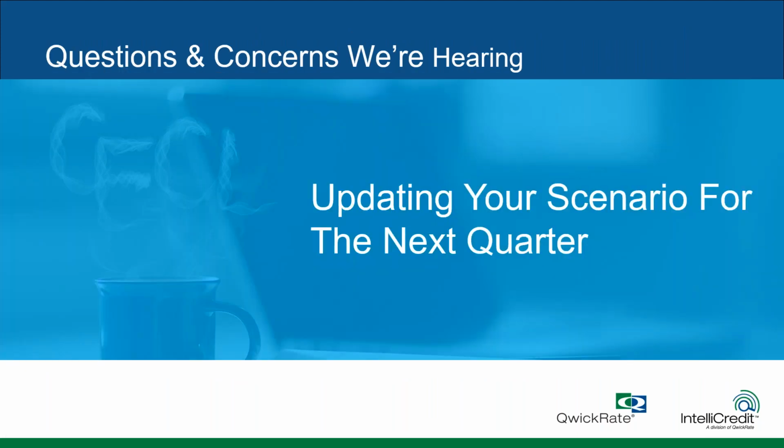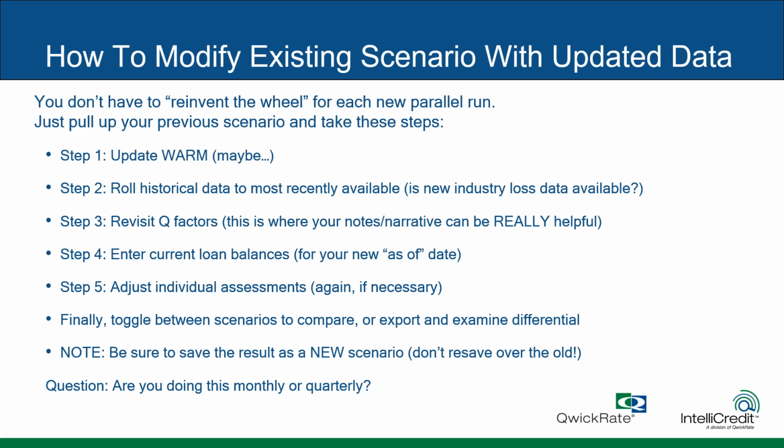And we'll just go over this very briefly. These are just some steps. On the next slide, David, just reminding you what the process is. Let's say you've subscribed to our tool, you did your first parallel run, you thought in detail about all your qualitative factor adjustments, you made lots of notes, you have a fully fleshed out scenario, and now it's just a month or a quarter later, and you're like, well, what do I have to do on an ongoing basis to make new scenarios?